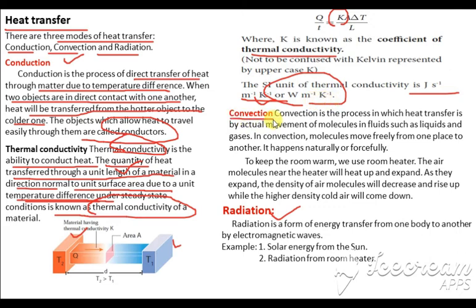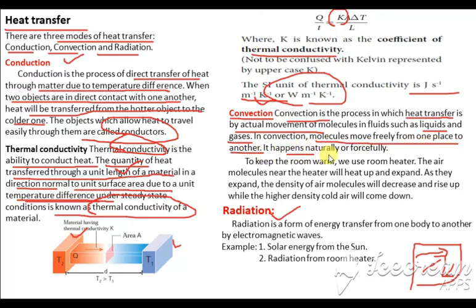Next is convection. Convection is a process in which heat transfer is by the actual movement of fluids such as liquids and gases. Because of the actual movement of the particles, if there is any heat transfer, that is said to be convection. Molecules move freely from one place to another. It happens naturally or forcefully. We can consider a room heater as an example. The air molecules near the room heater will heat up and expand.